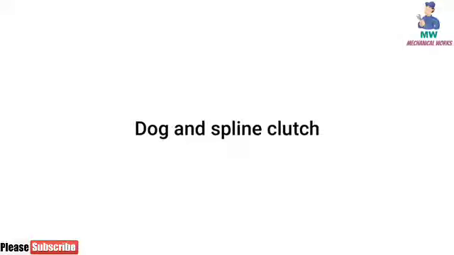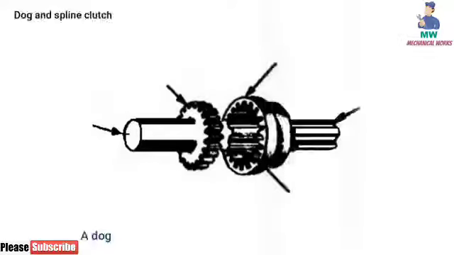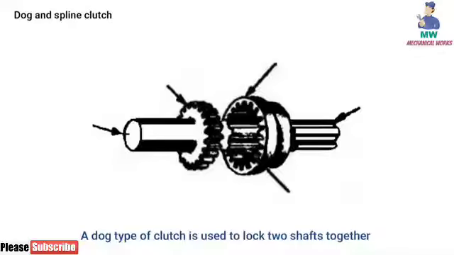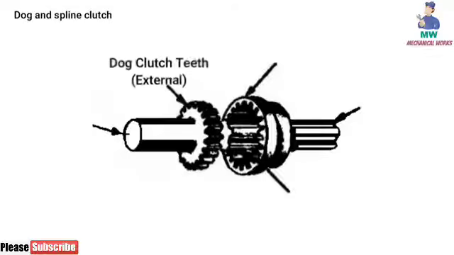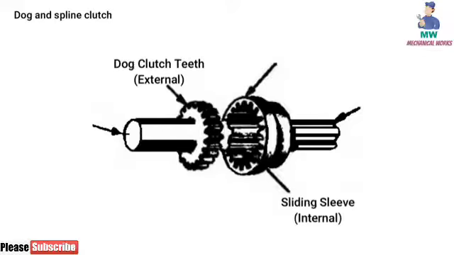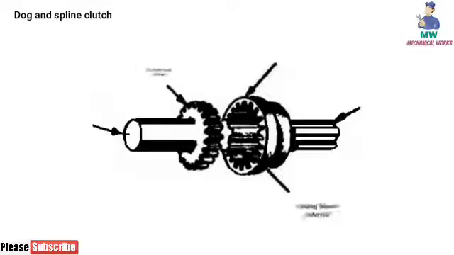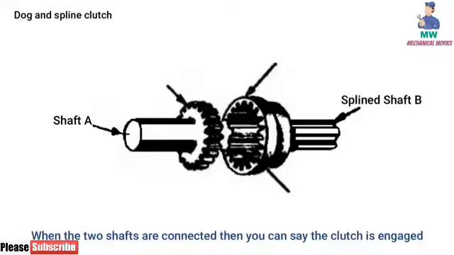Dog and spline clutch. The dog type clutch is used to lock two shafts together, or to connect a gear and a shaft. There are two parts of the clutch. One is the dog clutch, which has external teeth, and the other is a sliding sleeve which has internal teeth. Both shafts are designed in such a way that one will rotate the other at the same speed and will never slip. When the two shafts are connected, you can say the clutch is engaged.